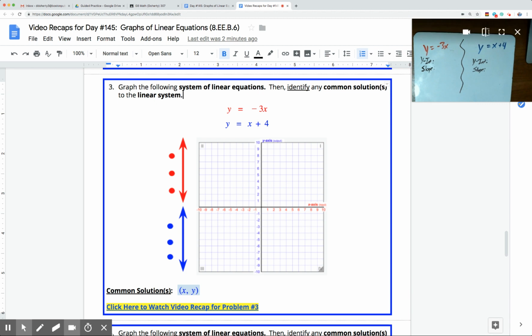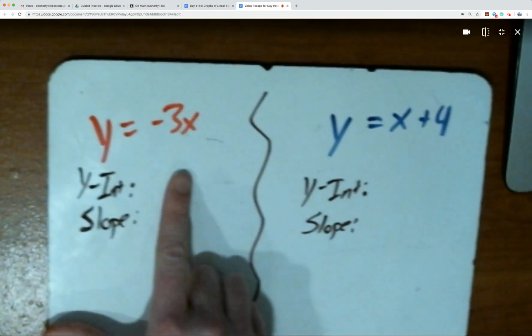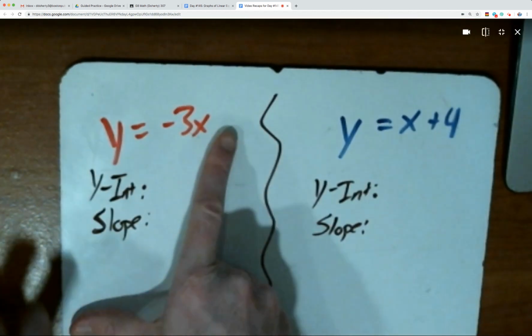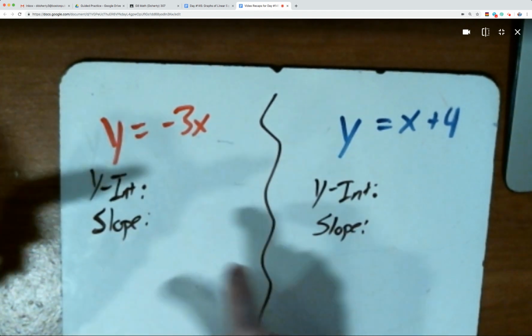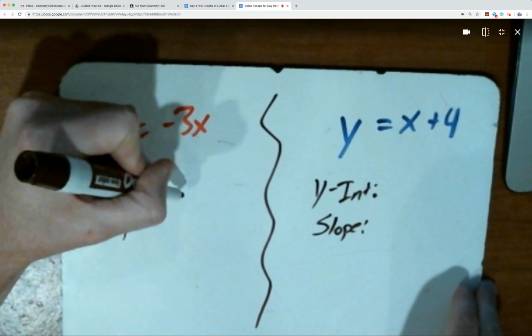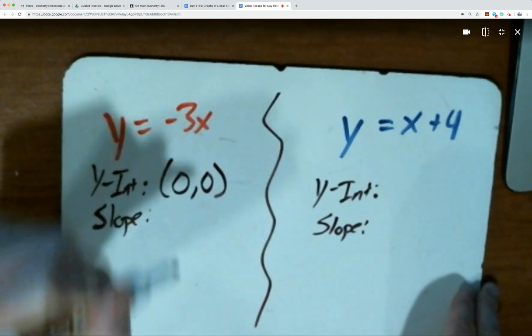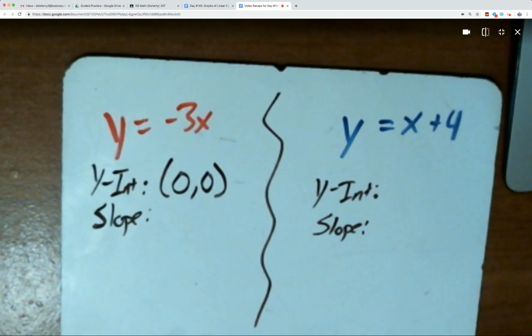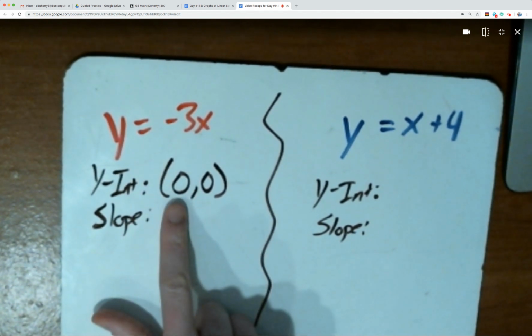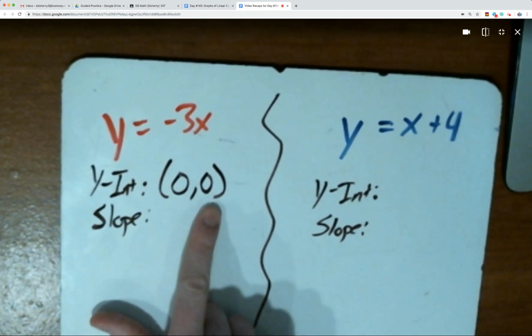On my whiteboard, I've written both of those equations, y equals negative 3x. Here, we see there is no plus b. That really means that our y-intercept is going to be 0. This is a proportional relationship. Some of you may have recognized this is proportional, y equals kx. So it's just going to go right through the origin. That's why our y-intercept is 0 and 0.